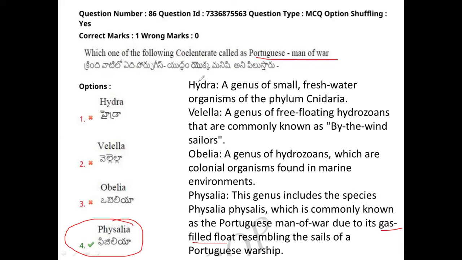Looking at the other options, Hydra belongs to Cnidarians. Velella we also call by-the-wind sailors. And Obelia belongs to hydrozoans present in marine animals. So these are the options and explanation.